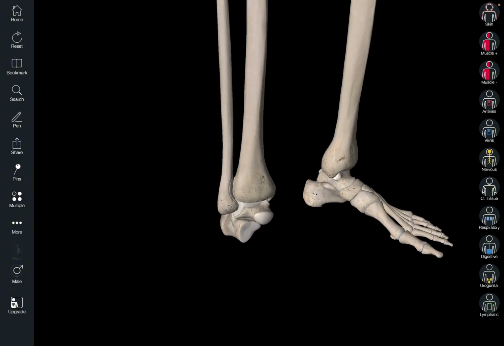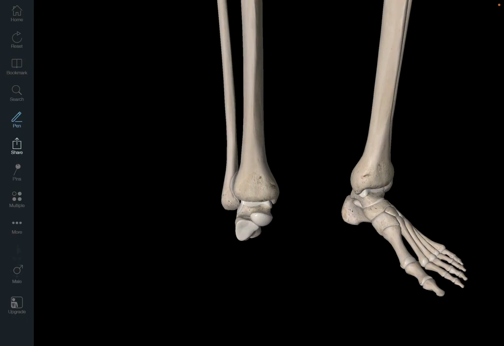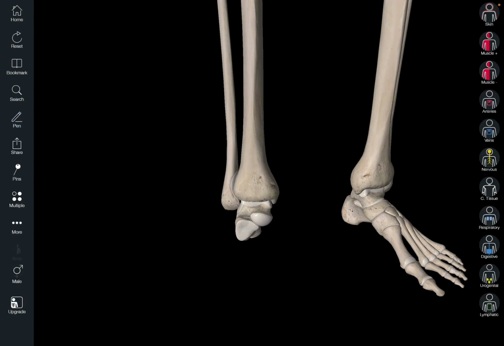Now, as we move on, we can go into the Syme amputation. The Syme amputation is also called an ankle disarticulation. And we can see here, if I were to take a pen and draw it through, we're basically going straight through the ankle joint. It removes the entire foot, including the calcaneus and the talus.